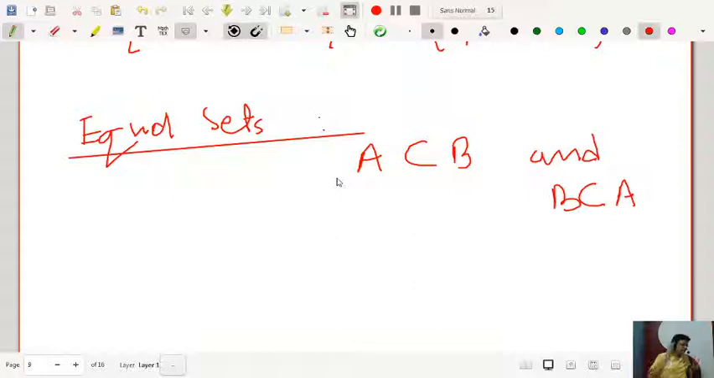Okay. So equivalent and equal, these are two different concepts. Got it? Yeah, I got it.